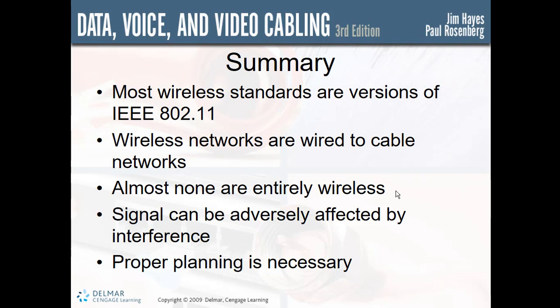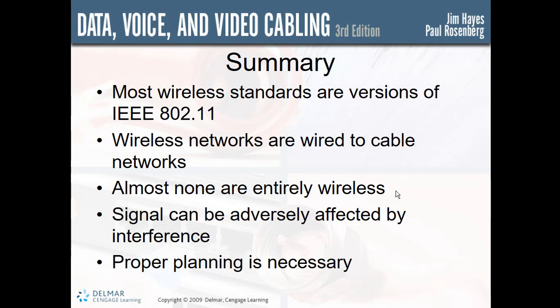In summary, most existing wireless standards are versions of the 802.11. Others are in development for specific uses, but the 802.11 is by far the most widely used, and wireless networks are wired to cabled networks. Almost none are entirely wireless. Signal quality for wireless networks can be adversely affected by electromagnetic interference. Proper planning and site survey would be most necessary. And that concludes our discussion today on wireless network cabling.